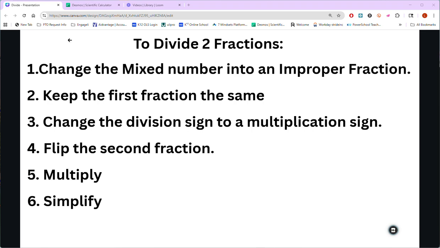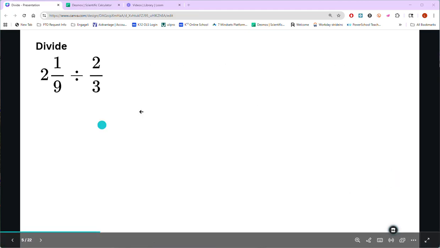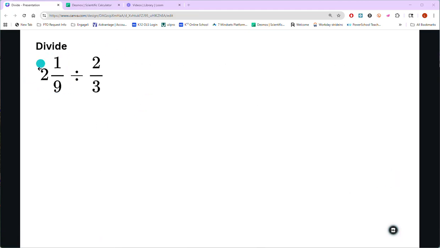If you did not get that question correct, please pause the video and write down the following steps. You should see they're similar to the one before. The only thing that is new is you have to change the mixed number into an improper fraction. All right, so in this problem, we have one mixed number, a whole number and a fraction, and one fraction.